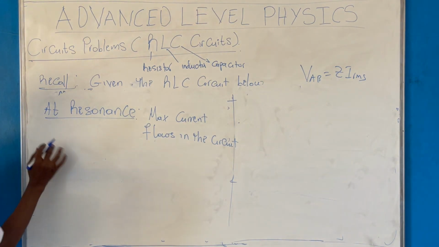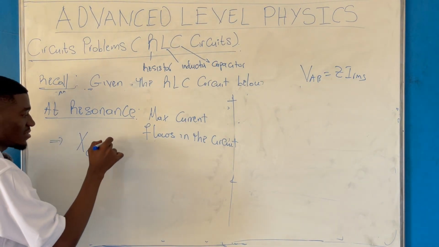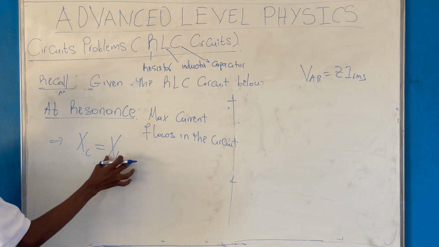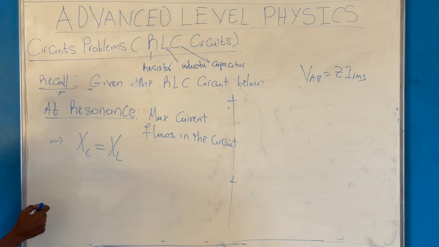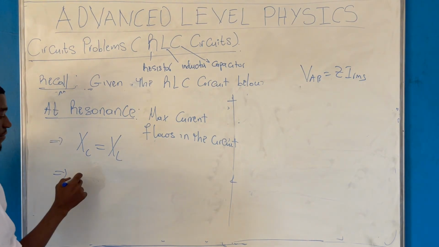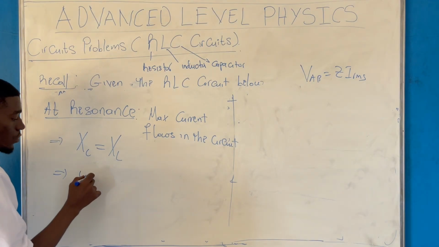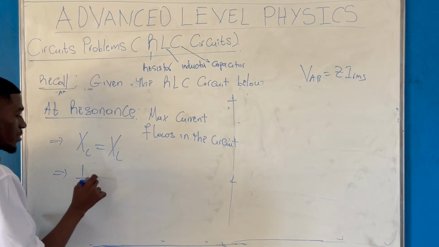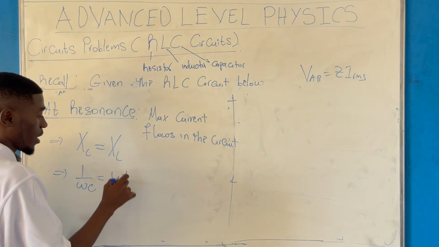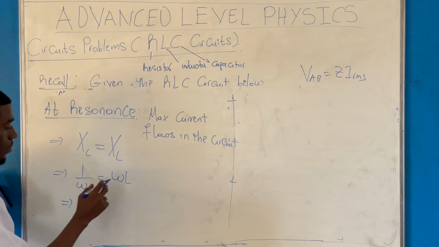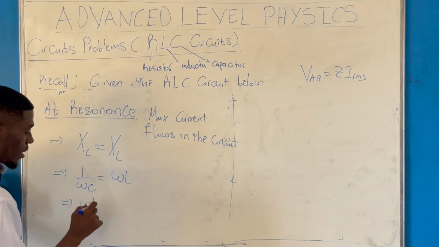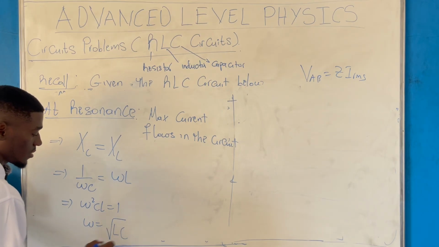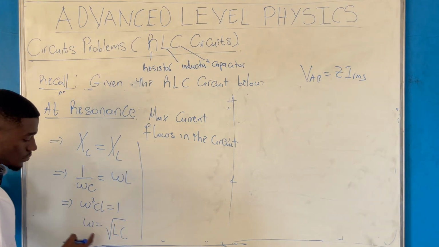Now, this happens when XC is exactly equal to XL. So when the capacitive reactance is equal to the inductive reactance, we say that we are in resonance. And as a result, we have 1 over omega C is simply equal to omega L. So by cross multiplying, we have omega squared LC is simply equal to 1. So omega is simply equal to 1 over the square root of LC. So this is the angular frequency.